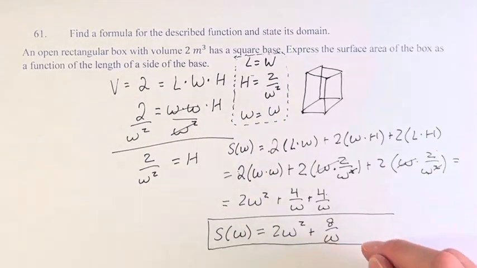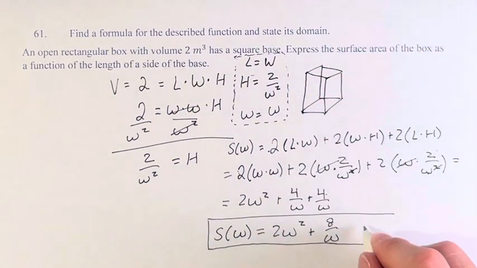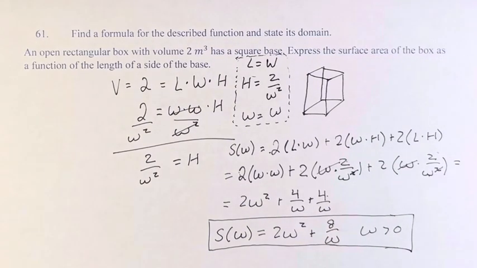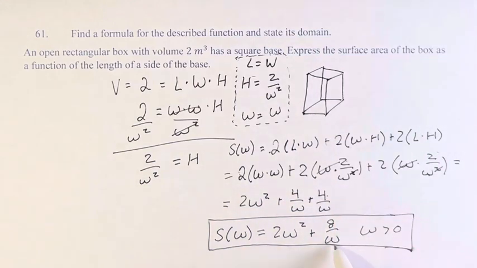What is the domain? Well, this is a physical box. It has to actually exist in 3-dimensional space, so the width has to be greater than 0. That is the only restriction. It doesn't even matter that we have something in the denominator, since the width can't be equal to 0 anyways. That doesn't even come into effect in determining the domain. This is your function for this particular box. This is the surface area.